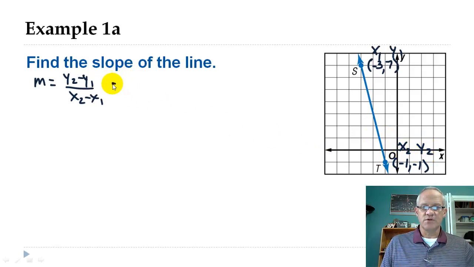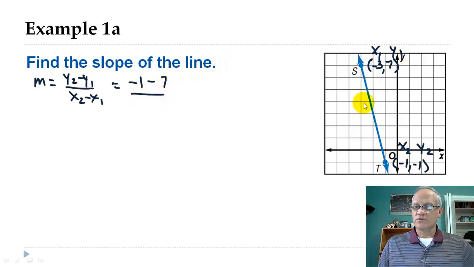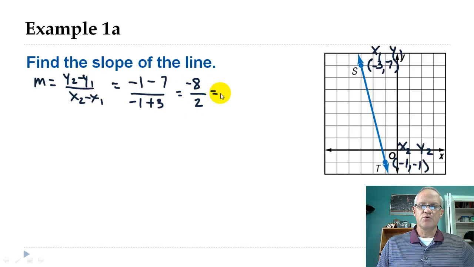So in our formula here, take the second y, that's -1, minus the first y, 7, over the second x, -1 again, minus the first x, which is -3, so minus a negative makes this +3. So here we have -8 over 2. And always, always, always, when you're doing slope, simplify the fraction if you can. So in this case, we don't want to leave it at -8 over 2. We'll simplify that to -4 over 1, which we can just write as -4. This is our slope, -4.